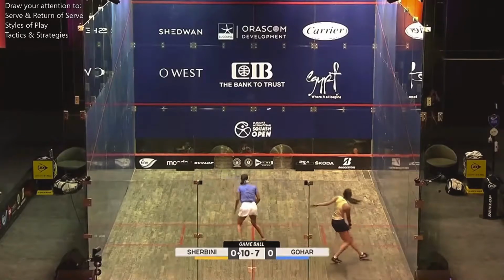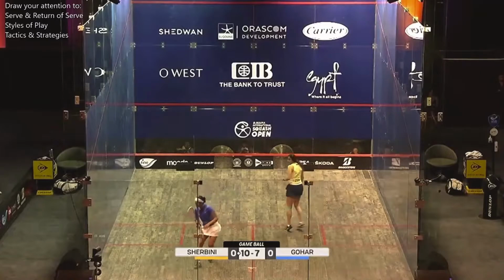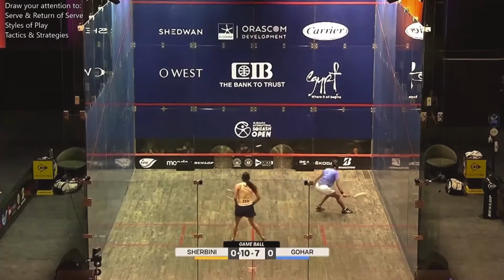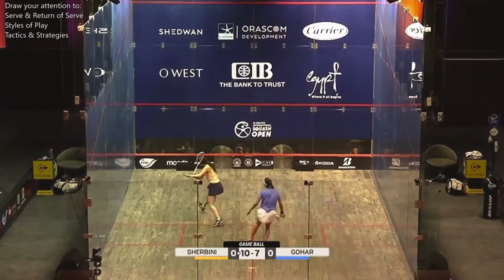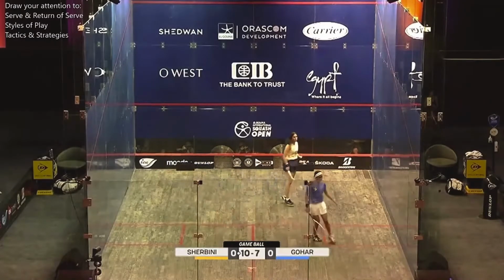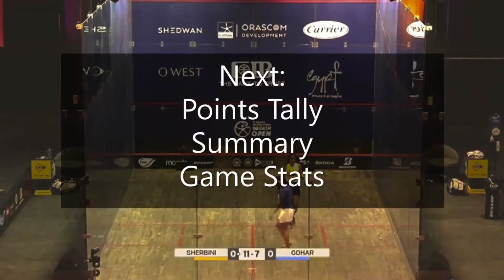Gohar attacking and giving everything she has. But Sherbini with some great choices and quality is able to finish the rally and come out on top. That's the end of the game.